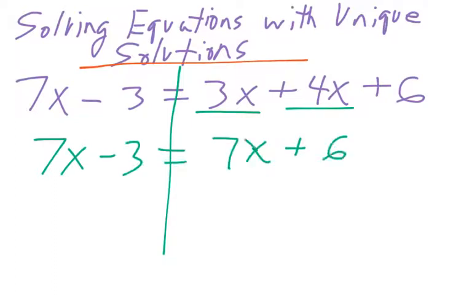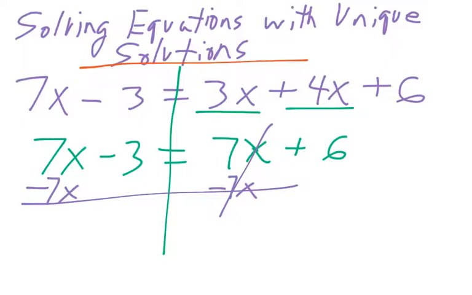Okay. Now our third step would be to get our variables on the same side so we can combine them, by doing the inverse operation. In either case, I would subtract 7x. They would cancel over here, but they also cancel over here. So both of these equal 0. What's left in the equation is negative 3 equals 6. So the variable canceled, and we have negative 3 equals 6.